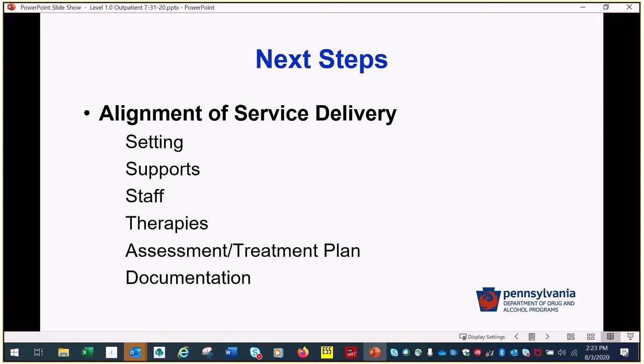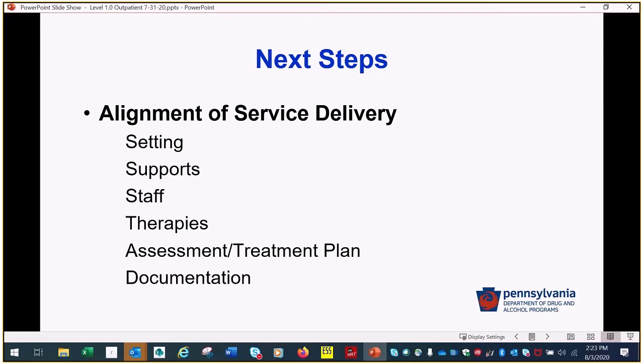DDAP will be posting a timeline on its website to assist with proposed completion times, most of which will occur July 1st, 2021. Please reference the timeline resource for anticipated progress of alignment with the criteria moving forward.